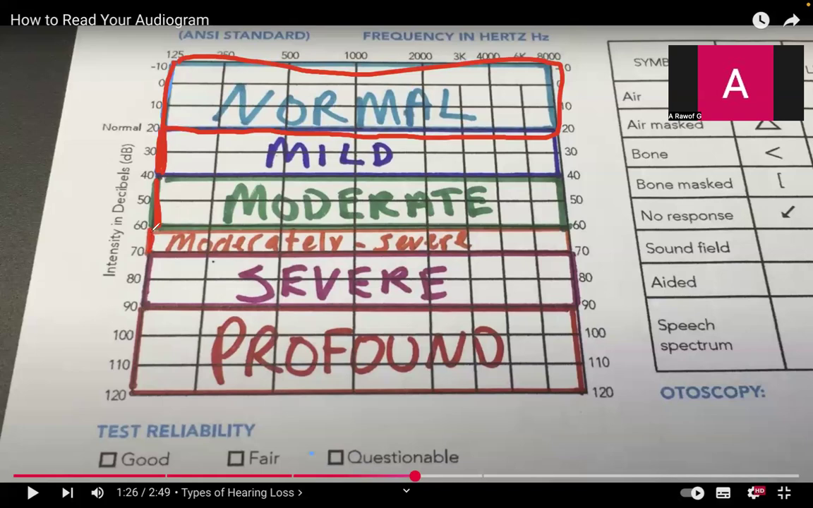60 to 70 is moderately severe. Between 70 to 90 is severe, and more than 90 is profound. Again, normal is up to 20 decibels. Mild is between 20 to 40, and moderate is 40 to 60. 60 to 70 is moderately severe. 70 to 90 is severe. More than 90 is profound hearing loss.